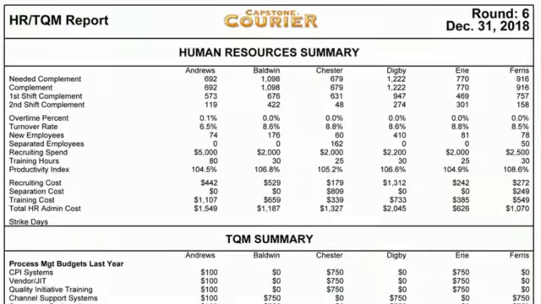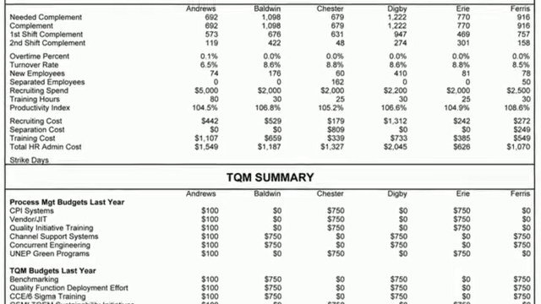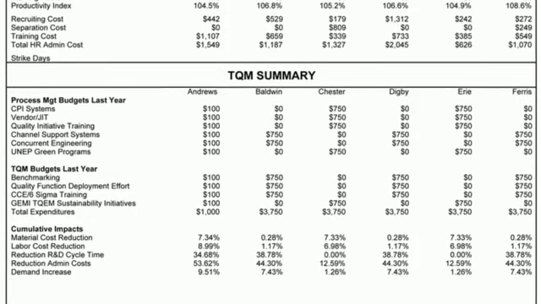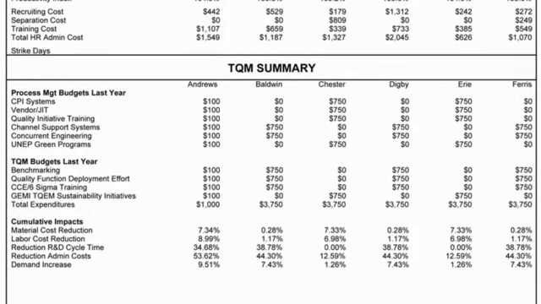The human resources and total quality management summaries show the impacts of investments in these optional modules. Check your simulation dashboard to see if the HR and TQM modules are enabled. The HR Summaries Productivity Index is a measure of how effective your workforce has become due to your training and recruiting policies. The TQM Summaries Impacts shows the cost advantages that result from your TQM investments.